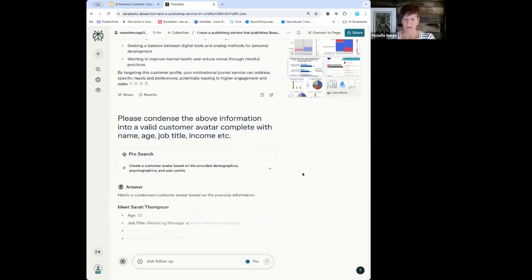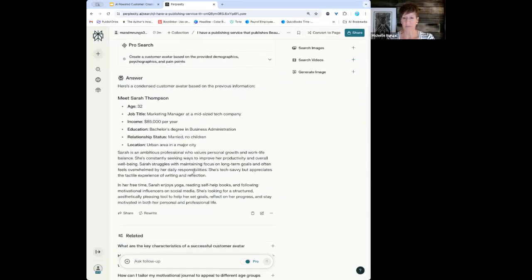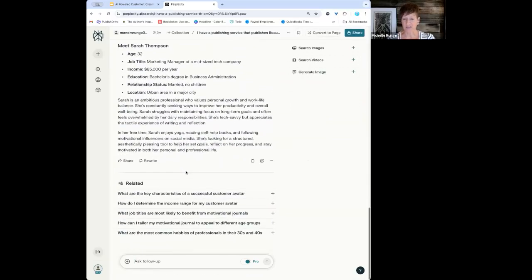Okay, so meet Sarah Thompson. She's 32. She's a marketing manager at a mid-sized tech company. She's earning 85K. She's got a bachelor's degree. She's married with no kids, and she lives in an urban area in a major city. She is ambitious and professional, who values personal growth and work life. So a lot of this is going to be a repeat of just combining some of the details that we already talked about. In her free time, Sarah enjoys yoga, reading self-help books, and following motivational influencers on social media.